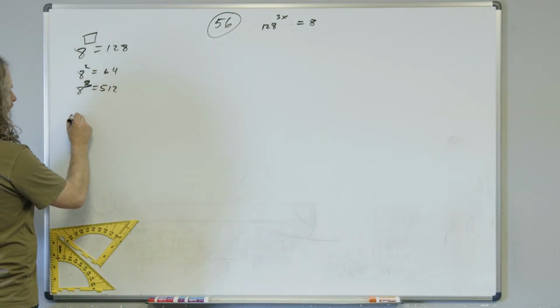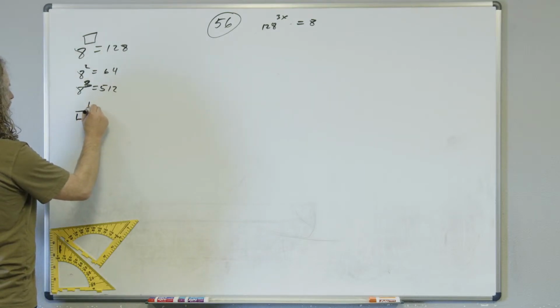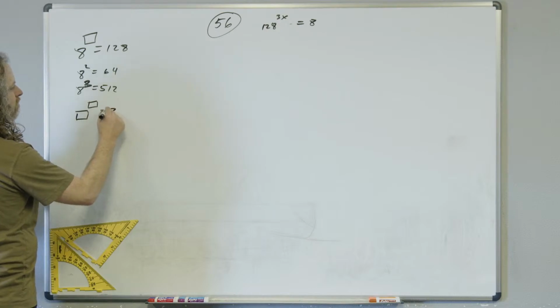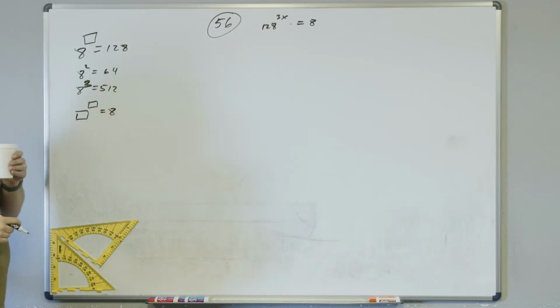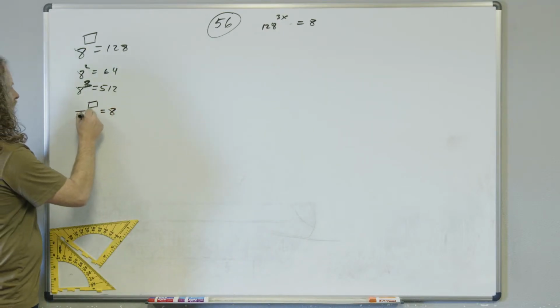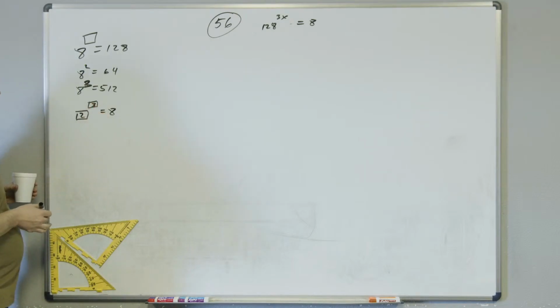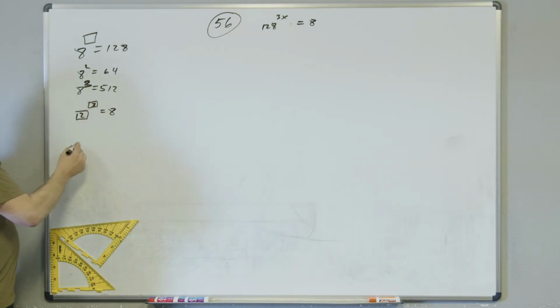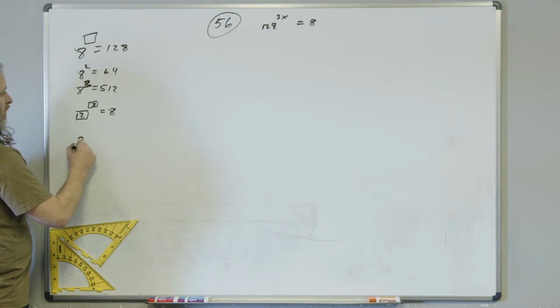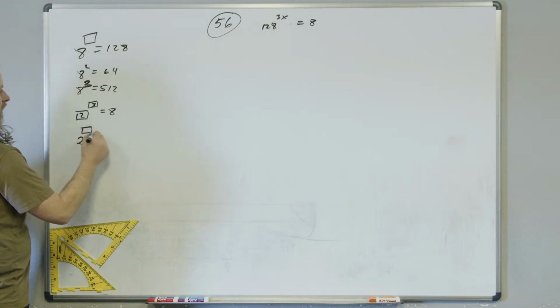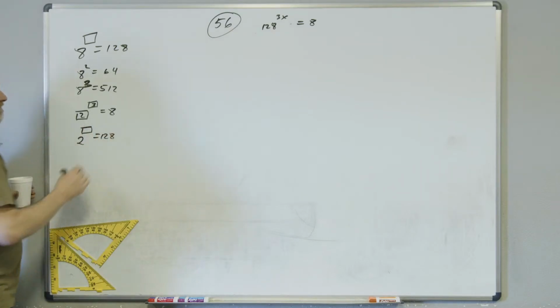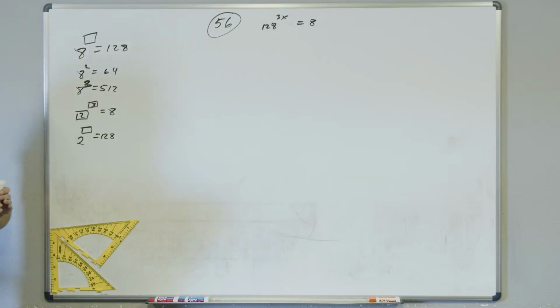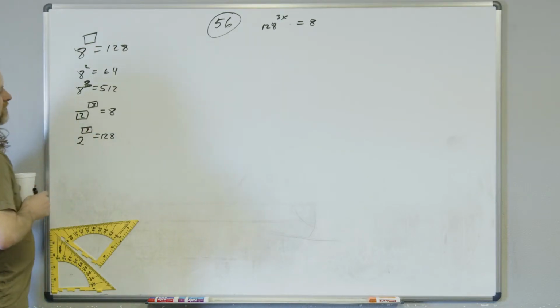So can we turn 8 into something to the something? Yeah, what to what? 2 cubed equals 8. Okay, so if we're real lucky, we can do 2 to the something equals 128. I know for a fact that works because I know my powers of 2 because of programming. 2 to the 7th equals 128.